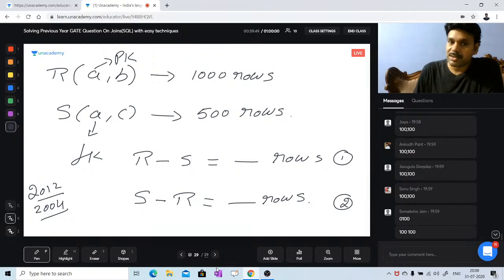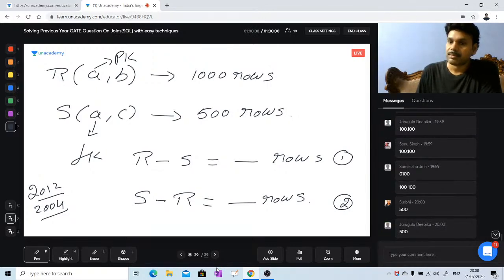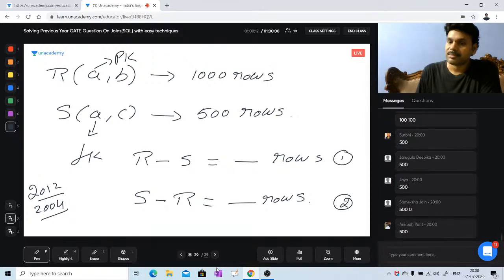R minus S, dash rows. S minus R, dash rows. Please respond in the comments. R minus S is dash rows. S minus R is dash rows. So R minus S is 500, S minus R is 0.